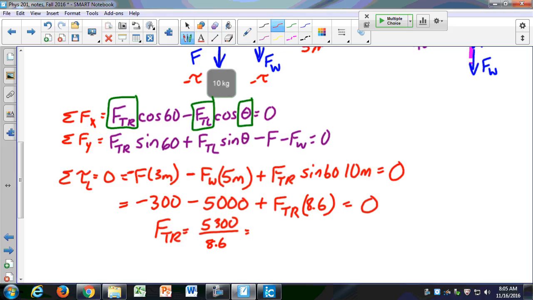And that is 616 newtons. Make sure that's right. Yeah, 616 newtons. All right, now that you know FTR, you can plug it in up here, and now we have a system of 2 equations with only 2 unknowns, and you can substitute one equation into the other. I'm not going to do that here, but I'm just going to write it in words here. Now you solve this system of equations by substitution.